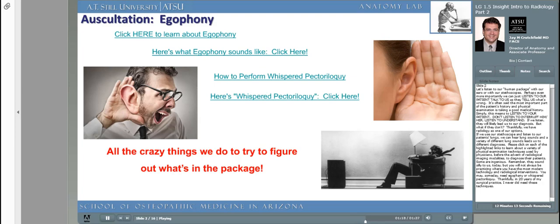You may someday need egophony or whispered pectoriloquy. Thankfully, in 20 years of my surgical practice, I never needed any of these techniques, even in rural Arizona. But you might be in a place that is far from rural Arizona, and these techniques might come in handy.